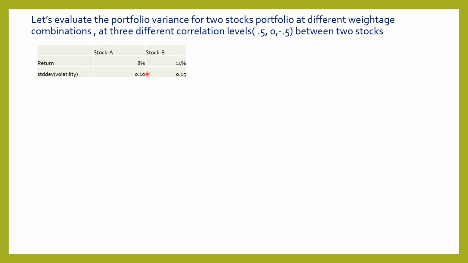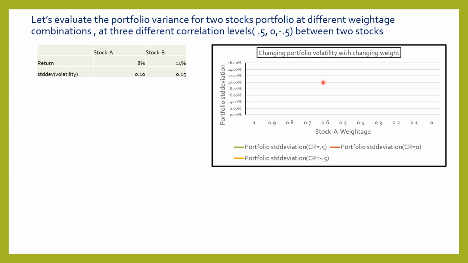These are the returns and standard deviation figures for two stocks, stock A and stock B. This graph depicts the portfolio standard deviation for various combinations of stock A and stock B for three different correlation levels between the two assets. As could be seen, the yellow line depicts the portfolio standard deviation when the correlation between the two assets is -0.5, and this portfolio standard deviation is the lowest compared to the other two.